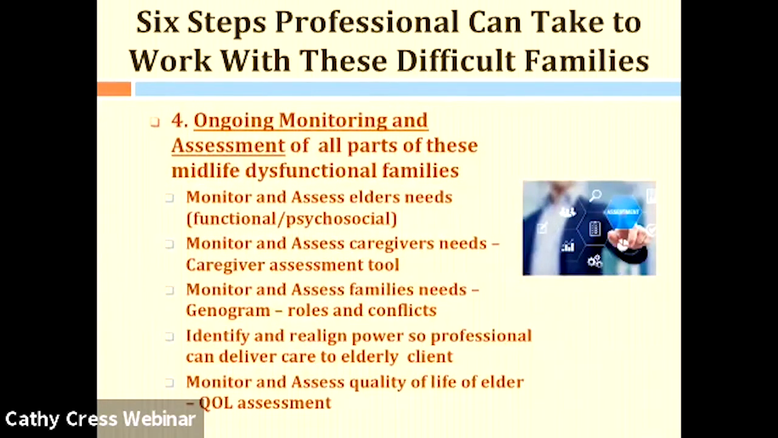You are not a therapist. You really just need to manipulate all of these family members in order to get care for the older person. And then you want to monitor the quality of life of care for the older person, especially now in the midst of COVID when everybody's sheltering in place, and do a quality of life assessment. And we'll move on.